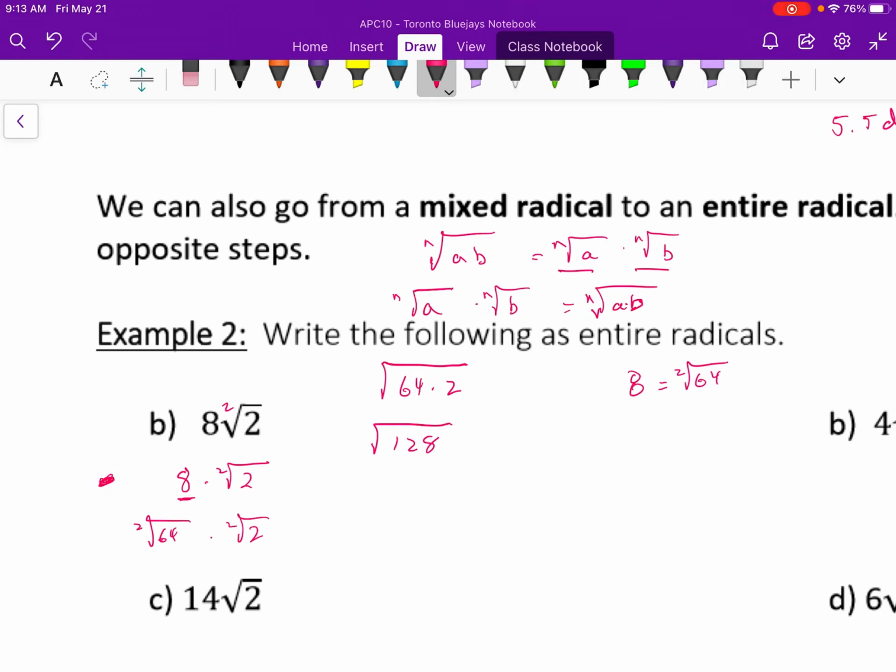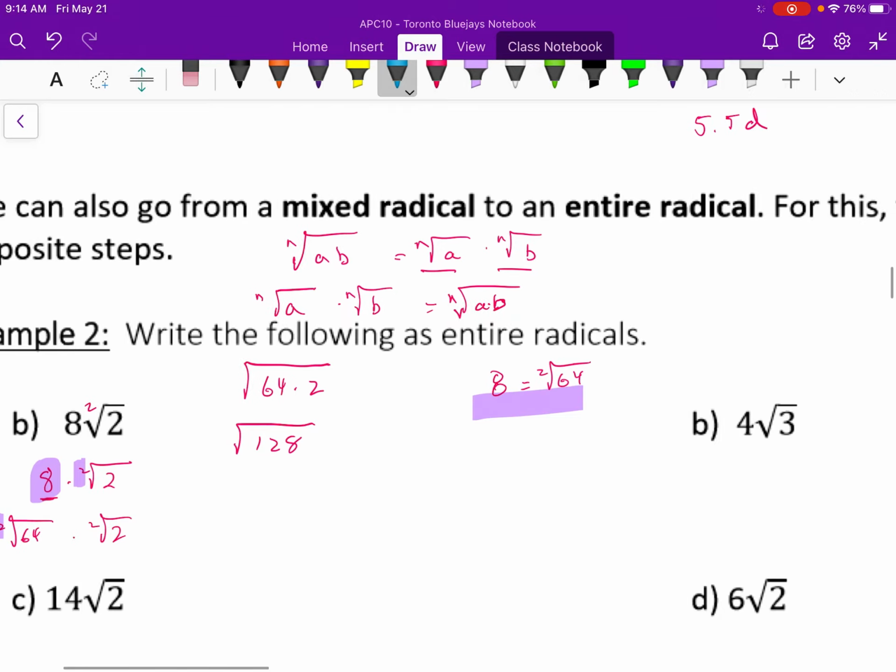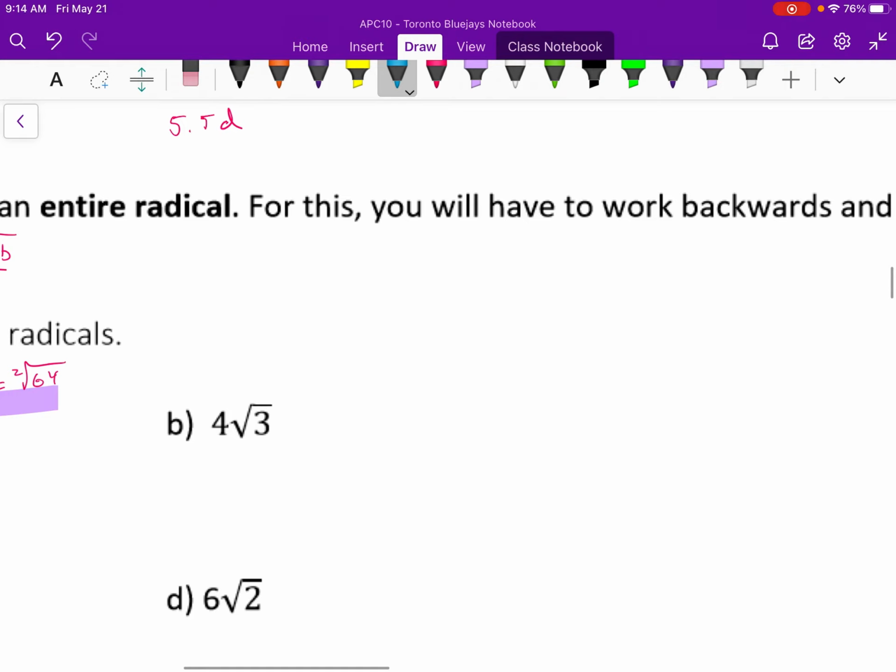I saw the product. I needed to change my constant so that it was a root with the same index as my other roots. So it was a square root. And then I know that the 8 is equal to the square root of 64, and I just substitute the square root of 64 for 8. Now let's continue to the next example.